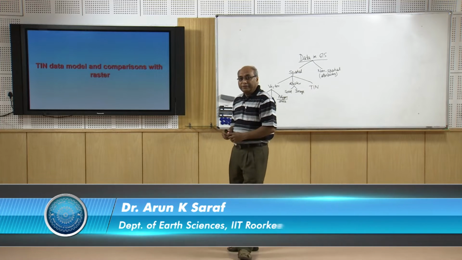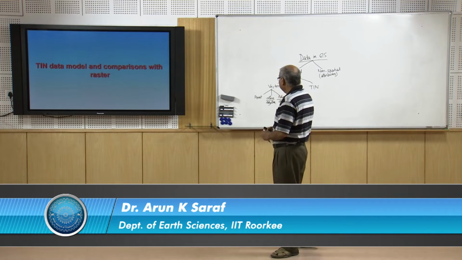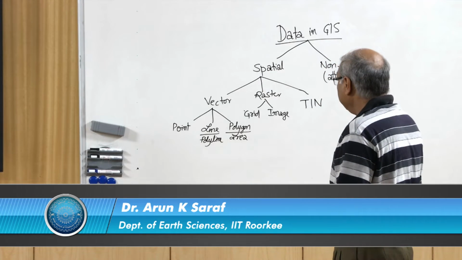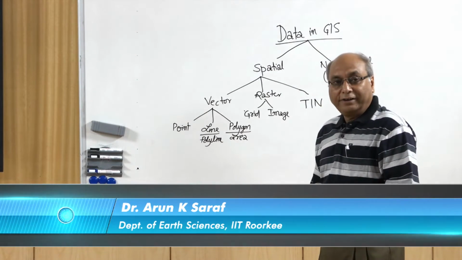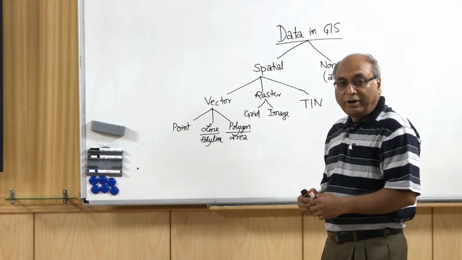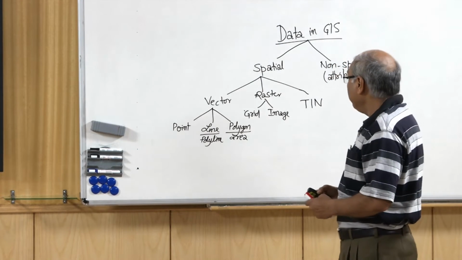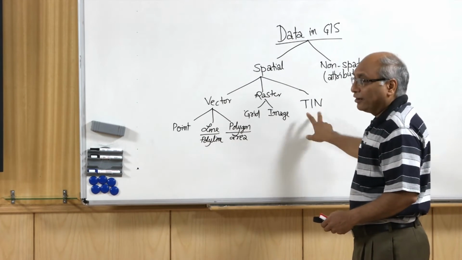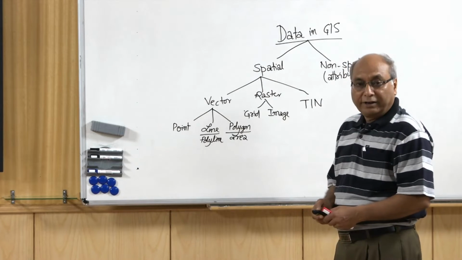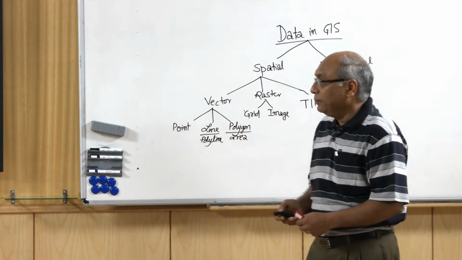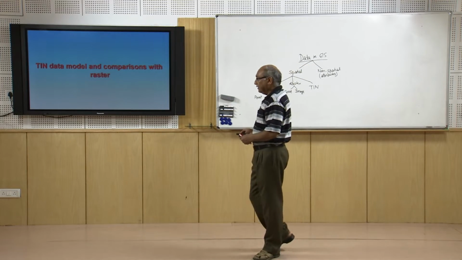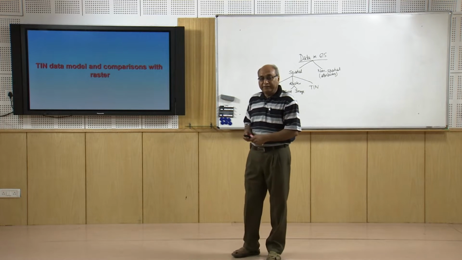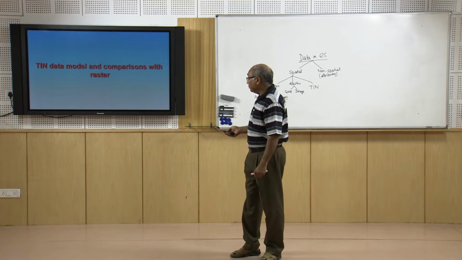If you recall, yesterday we discussed various types of vector data as well as various types of raster data, and their comparisons, advantages and disadvantages. One more type of data which is handled in GIS is TIN, that is triangulated irregular network. In this particular lecture we will focus mainly on this TIN data model, and see its advantages and disadvantages in comparison to raster data.